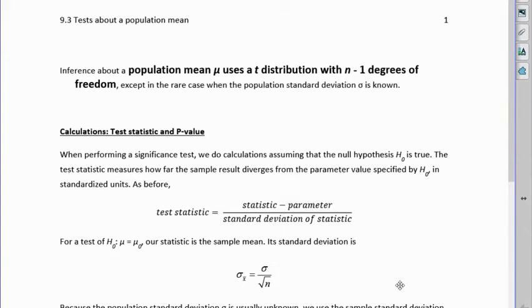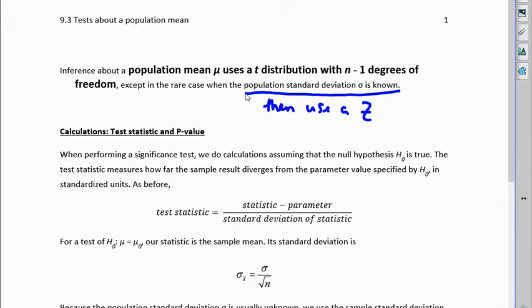Tests about a population mean, first of all, looking for the conditions of inference. If you have a population mean, most probably you are going to be using a t-distribution with n minus 1 degrees of freedom. There's just the rare case for the AP purposes, where the population standard deviation sigma is known, and in that case, you would use a z. But normally, and some textbooks even say over 30, they would use a z.